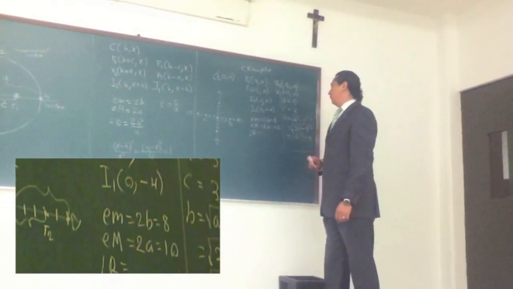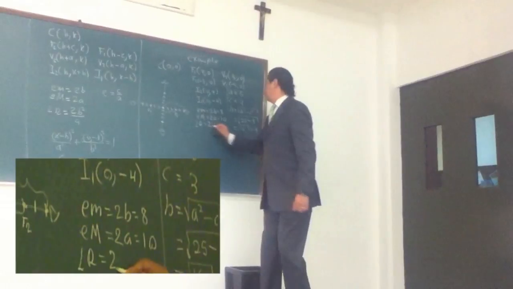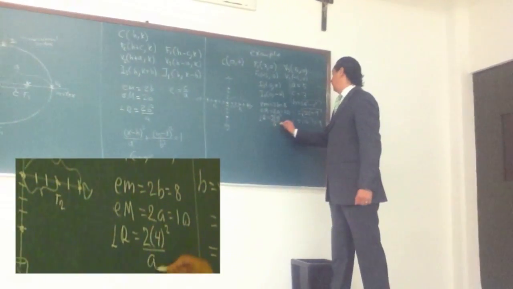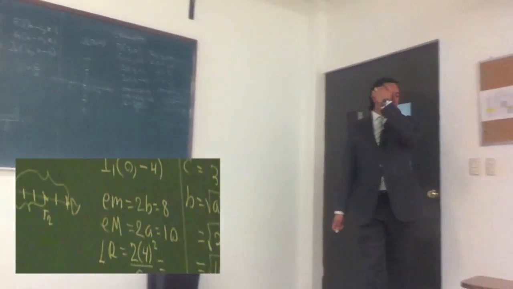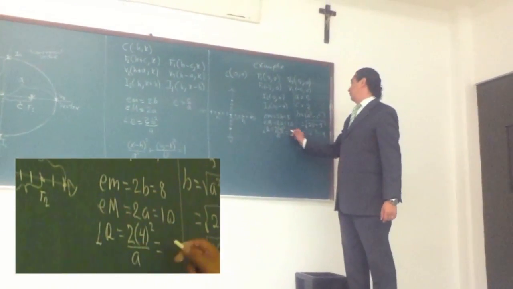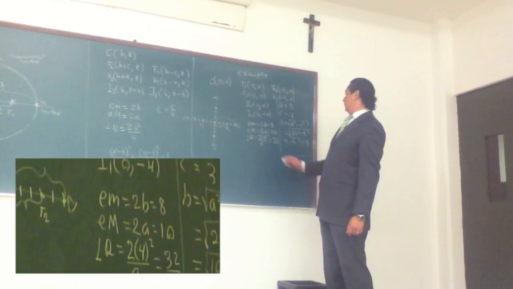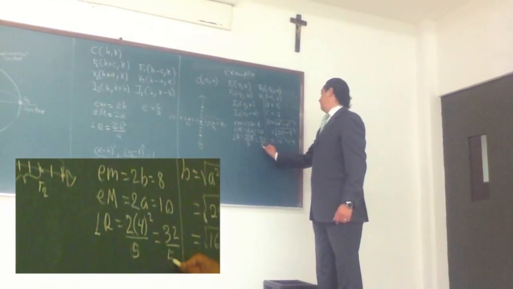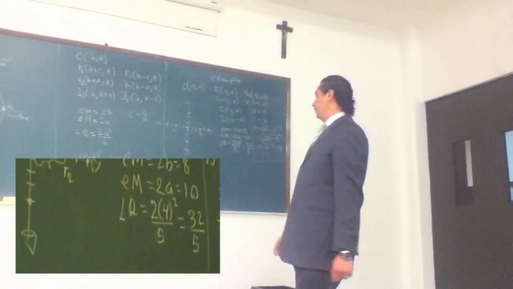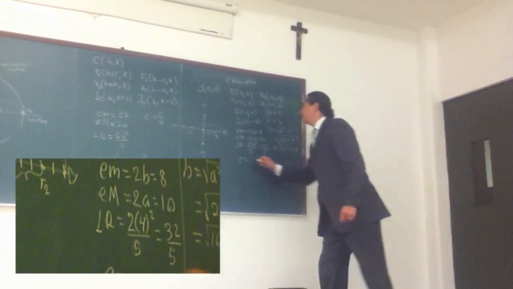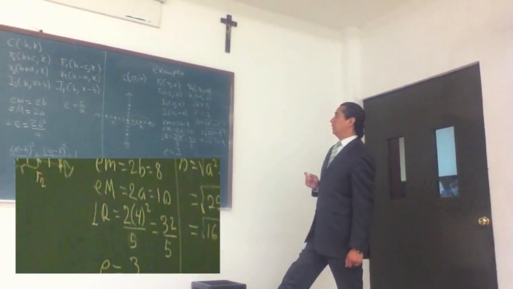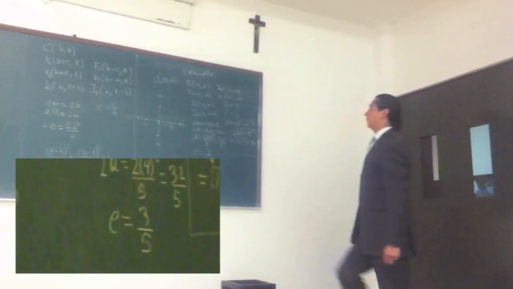Lateral rectum. Lateral rectum is 2 times b squared over a. This is 4 squared is 16 times 2, 32 over 5. Okay. The eccentricity is c over a, 3 over 5. Okay.